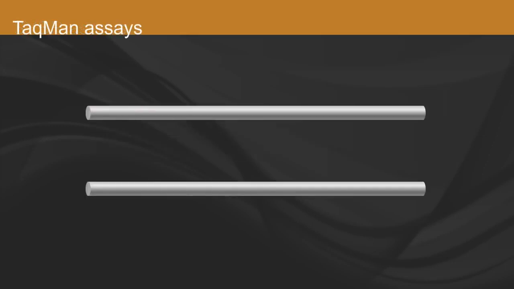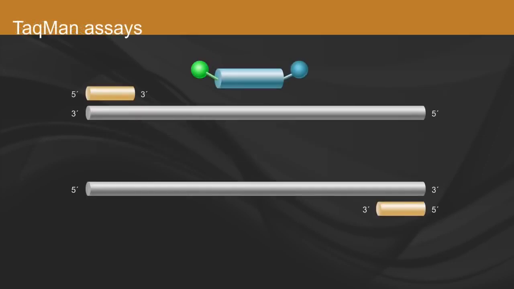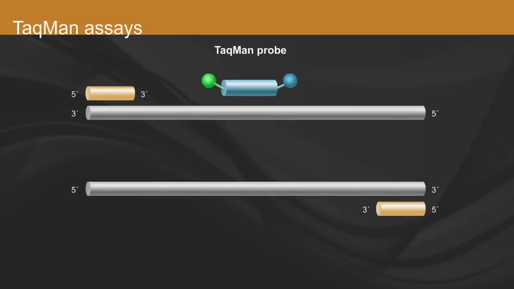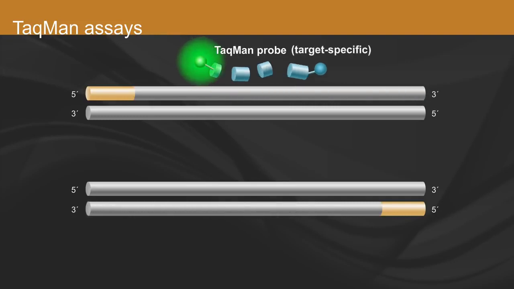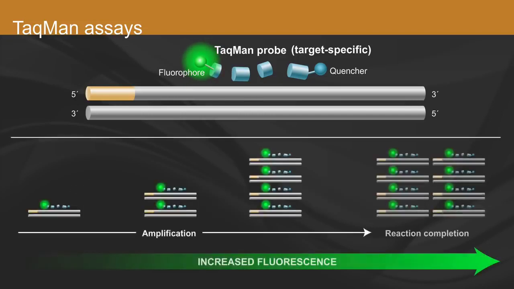The most common probe-based assay is a 5' nuclease assay, known as TaqMan. In TaqMan assays, the 5' flap endonuclease domain of Taq DNA polymerase cleaves a target-specific probe, separating a fluorophore on the 5' end from a quencher on the 3' end, resulting in an amplification-dependent increase in fluorescence.